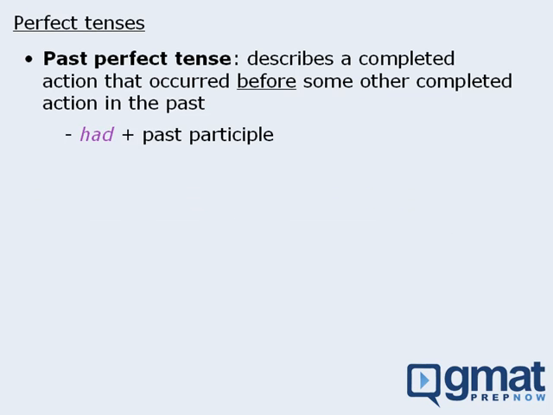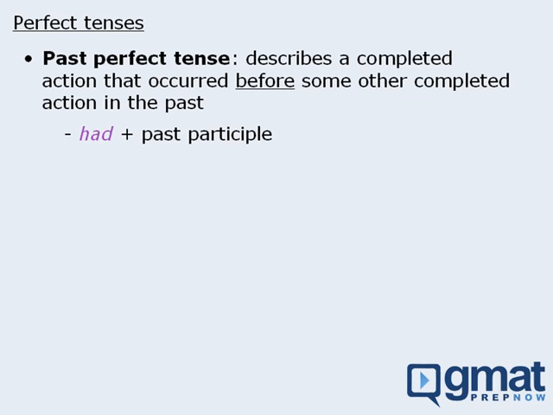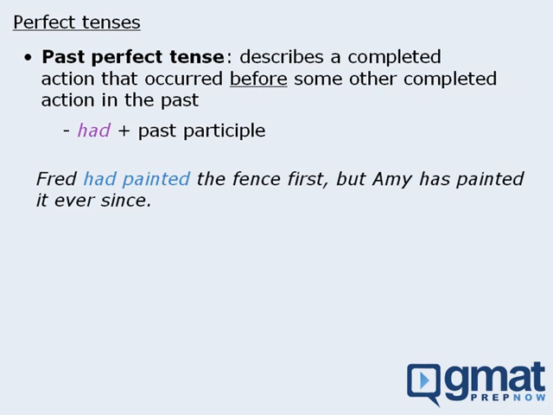Okay, the last consideration regarding past perfect tense is that the other past event involved must have been completed in the past. Consider this example. Fred had painted the fence first, but Amy has painted it ever since. In this sentence, we have two actions occurring in the past. However, even though Fred's painting occurred before Amy's painting, this sentence is not correct, since Amy's painting was never completed in the past.